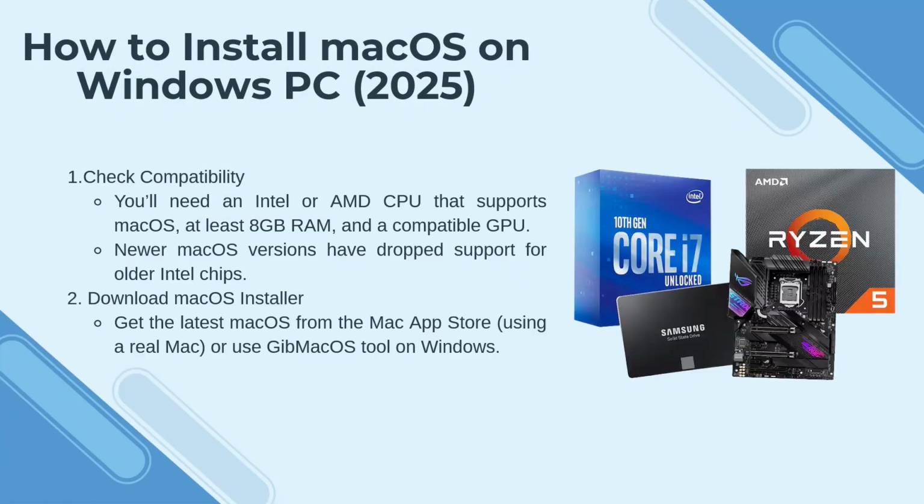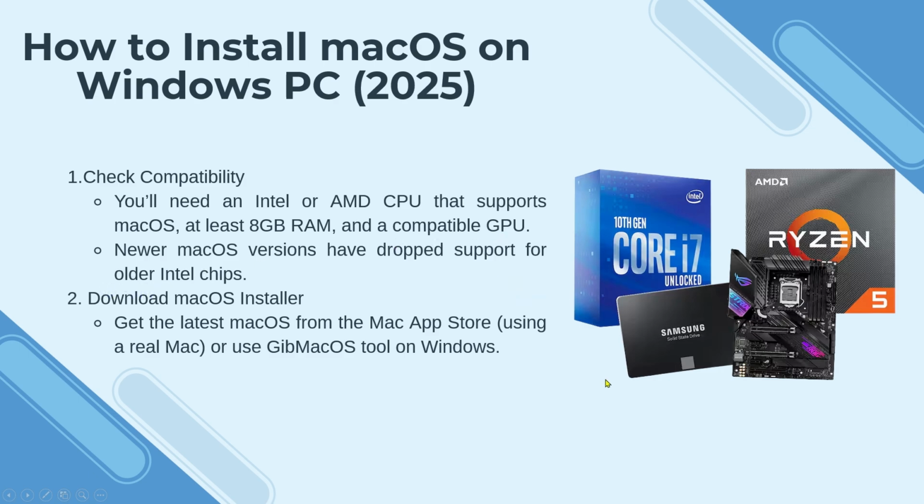So here's how to install macOS on your Windows PC. First, you want to check your compatibility. You'll need an Intel or AMD CPU that supports macOS, at least 8 GB RAM, and a compatible GPU. Newer macOS versions have dropped support for older Intel chips.